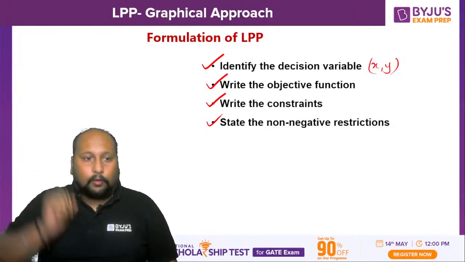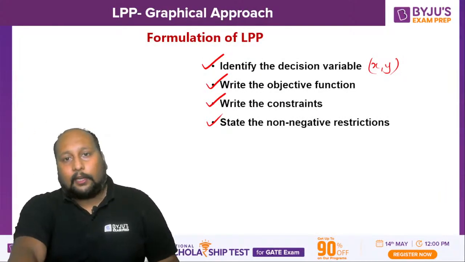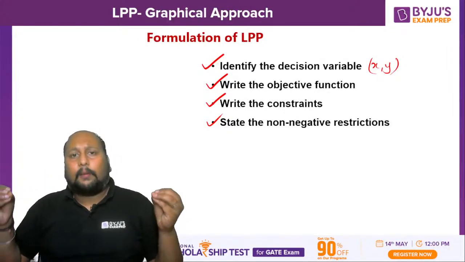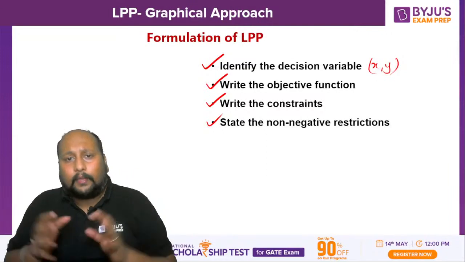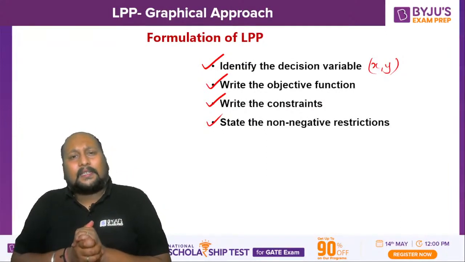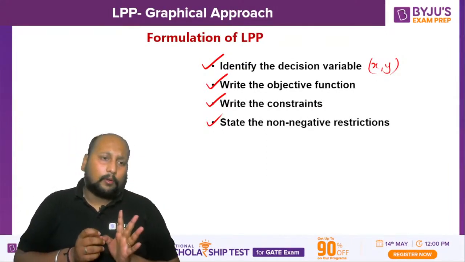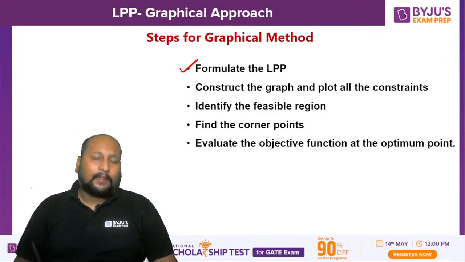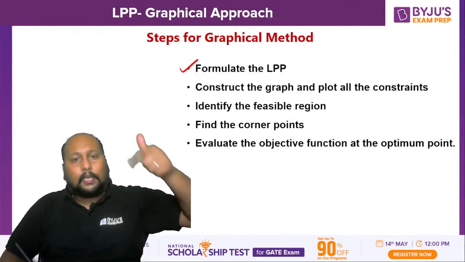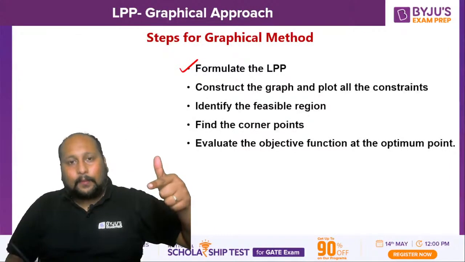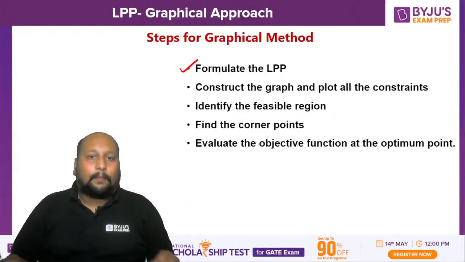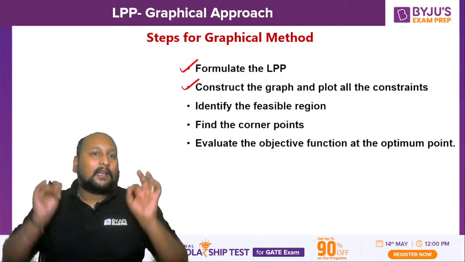Okay, so let's proceed to the graphical approach. Now, how can we solve any linear programming problem by using the graphical approach? Three to four basic steps are followed. The first step is to formulate the linear programming problem. That means you have to define the decision variables, define the constraints, and include the non-negativity criteria.